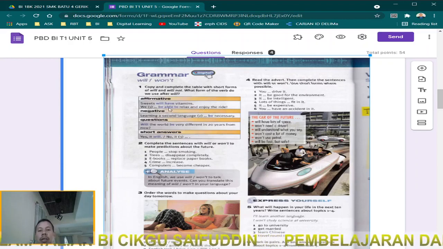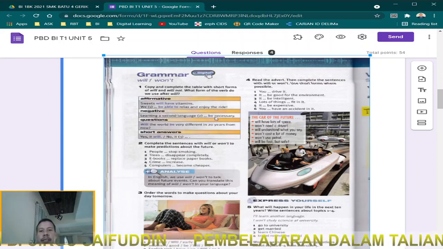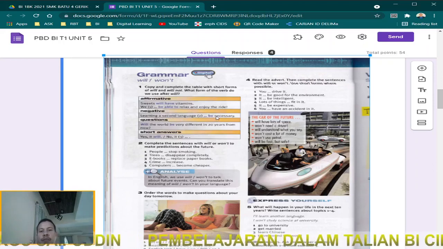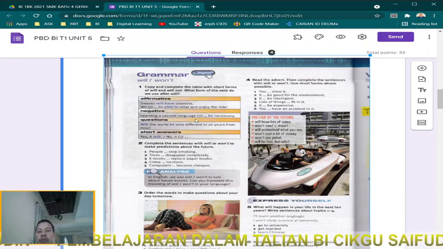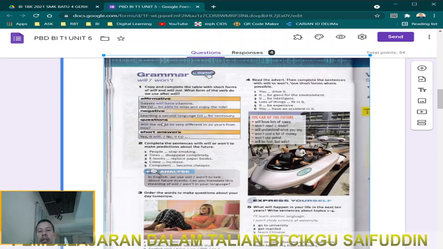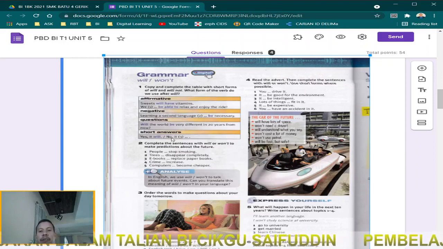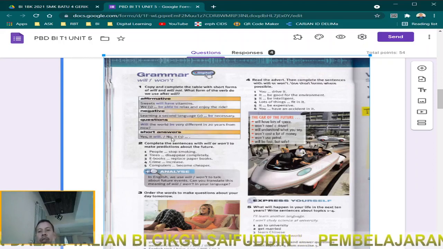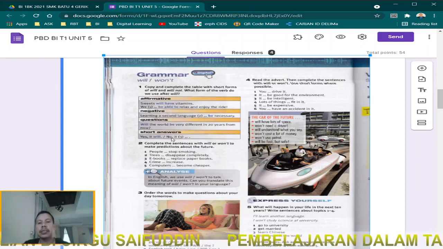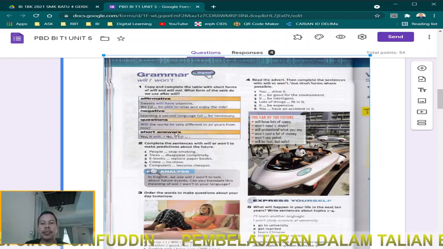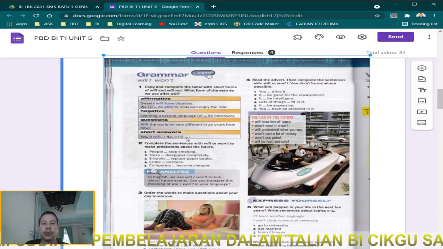So we use will. In the negative forms, learning a second language won't be necessary. Won't, W-O-N apostrophe T, or you can use the full form, will not. Learning a second language will not be necessary. In the question form, will the world be very different in 20 years from now? Adakah dunia akan berbeza 20 tahun daripada sekarang? For short answers, yes, I will. No, it won't, or no, it will not.